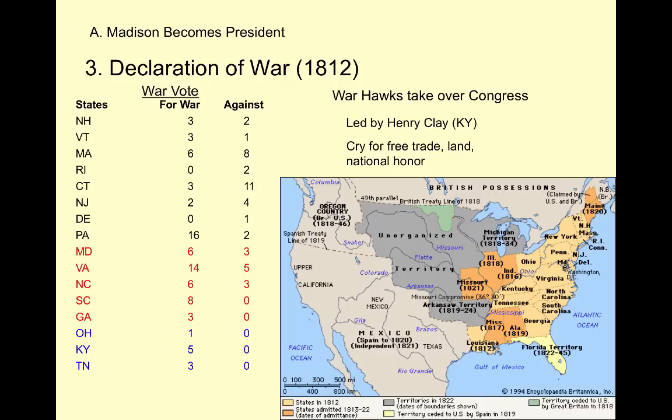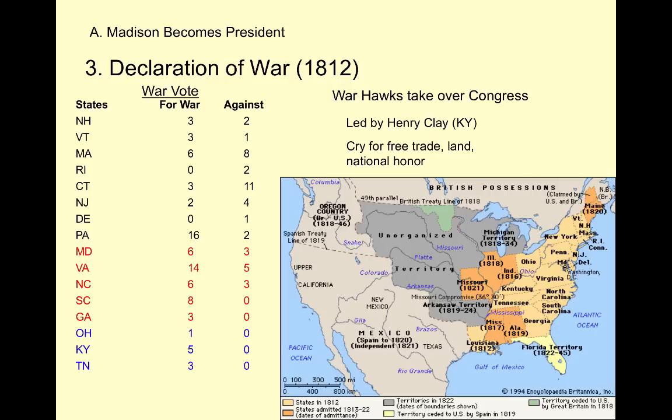Then we have the Southern states, and the Southern states, for the most part, vote for the war. Virginia, 14-5, Maryland, 6-3, 8-0 in South Carolina, Georgia, and so forth. They are afraid that the English are going to incite rebellions among their slaves. They're also hopeful that we can get more land from Canada, perhaps, or move further west. And if we defeat the English, we're going to have a better chance of doing that. Plus, maybe we can acquire Florida. So there are many reasons that the South is joining to support their Western brothers in supporting the war.